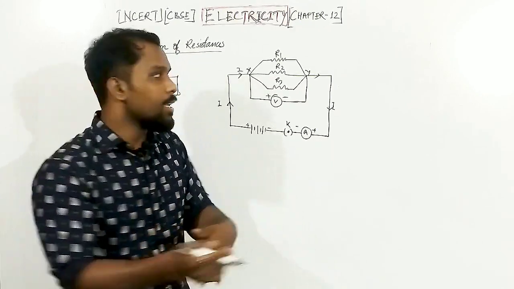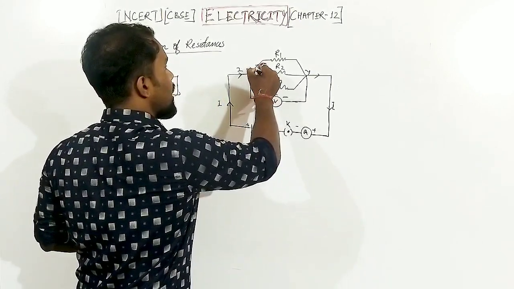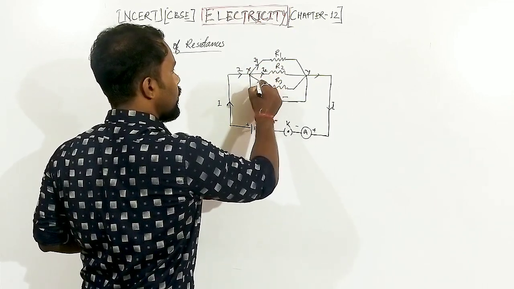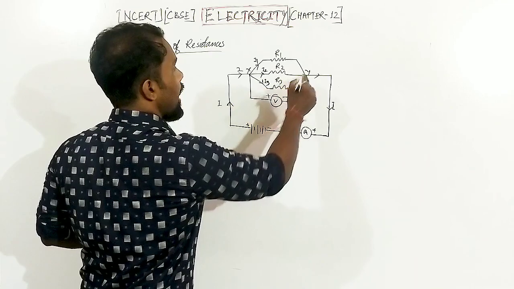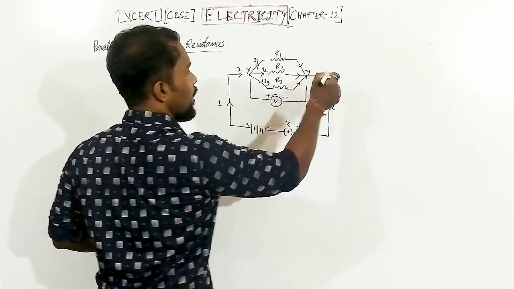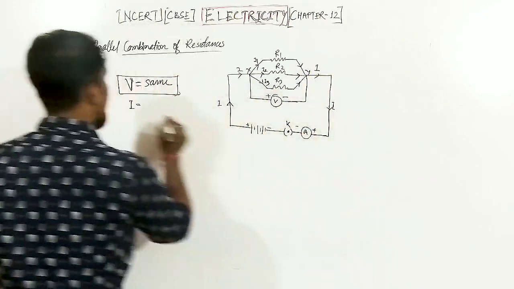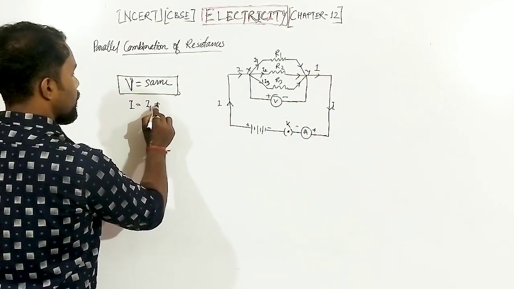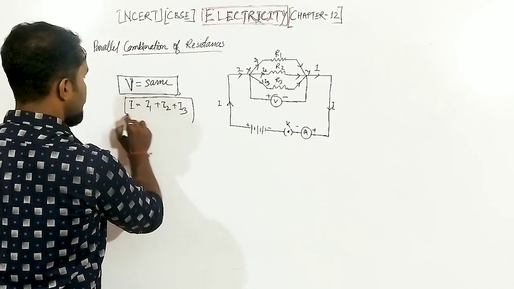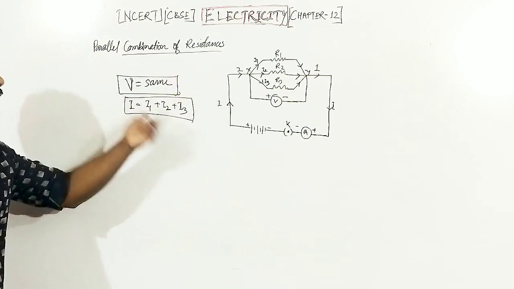That means across each resistance, the current will be different. Here it will be I1, here it will be I2, here it will be I3. But at the out, when it remains out of that circuit, we are going to get the current I. That means you can write, I equal to I1 plus I2 plus I3.